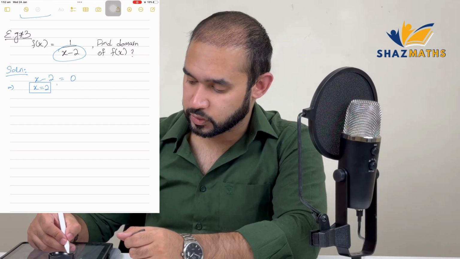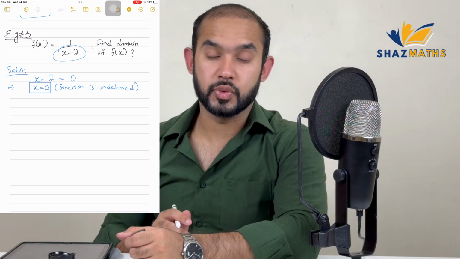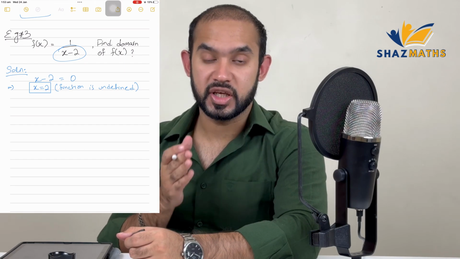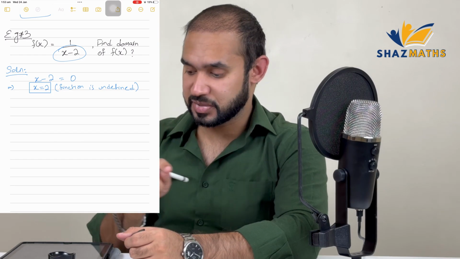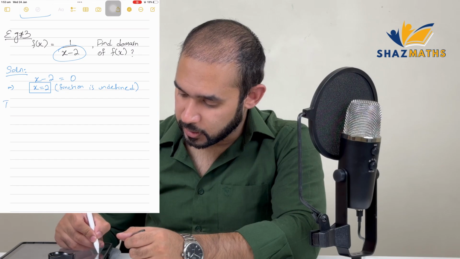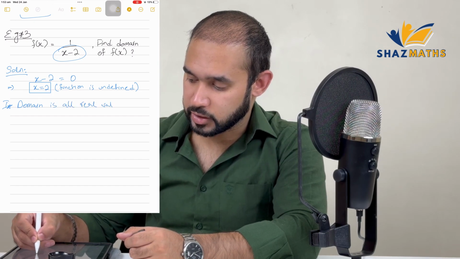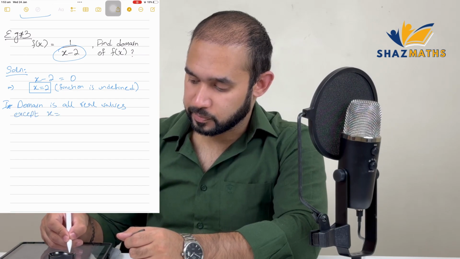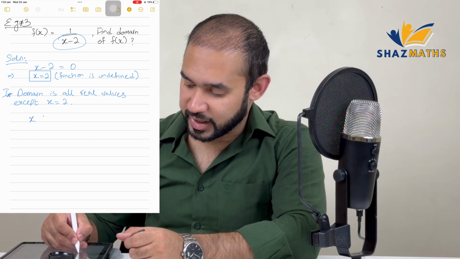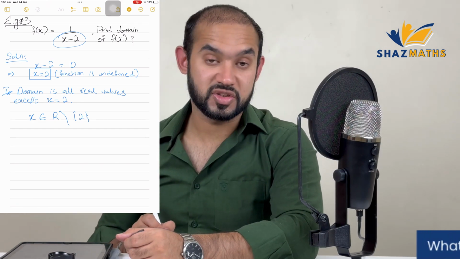That means for this value of x equals 2, the function is undefined. And if you recall the definition of the maximal or implied domain, it was all those values of x for which the function is defined. In other words, the domain would be all the values except x equals 2, because the function was undefined at x equals 2. I'm going to write the same statement. So the domain is all real values except x equals 2. Now how would we represent this mathematically? We will say x is an element of all real numbers except the value 2. So this is the answer to this question.